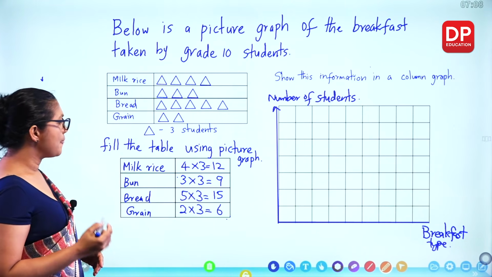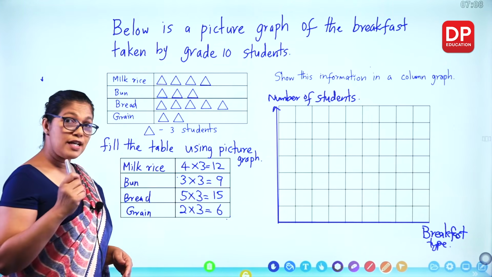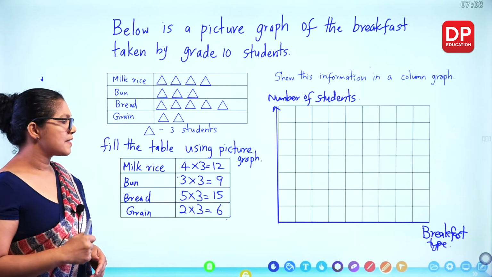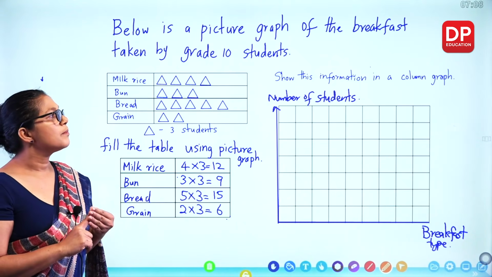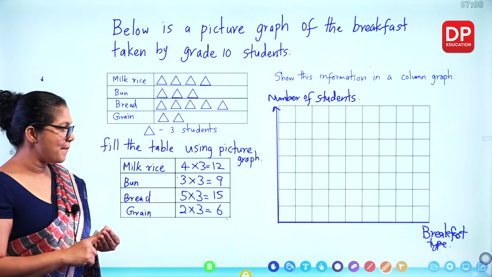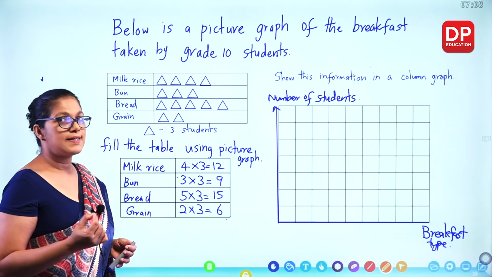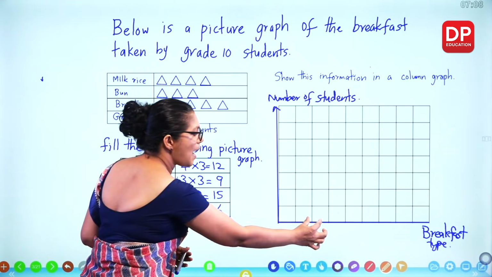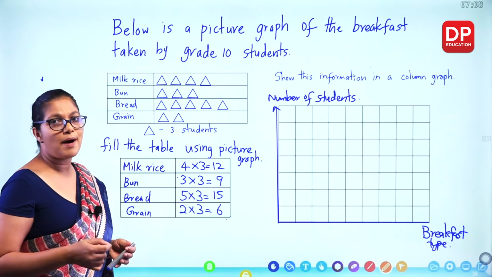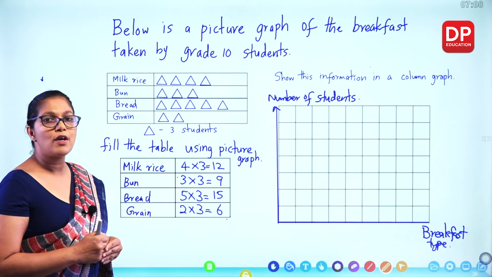And here there are 4 types. So you need to get 4 columns. Now when you draw a column chart, you need to remember the width of the bars should be the same, as well as the gap in between the bars should be equal.